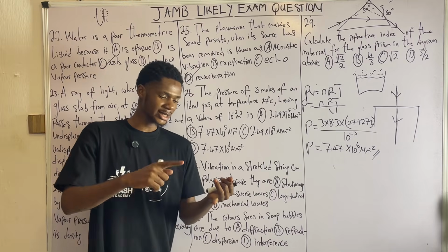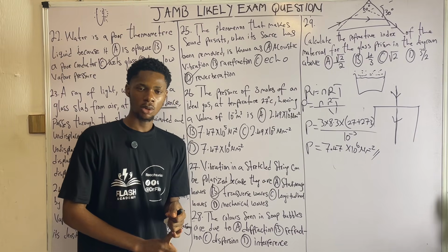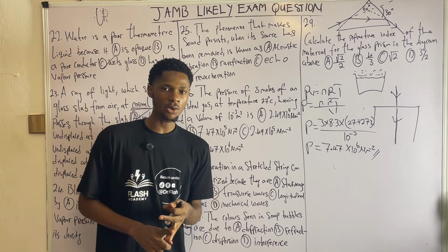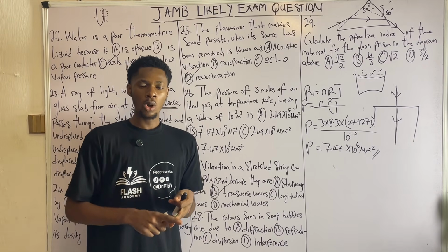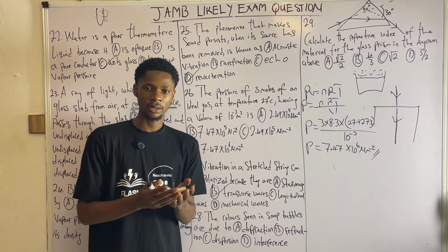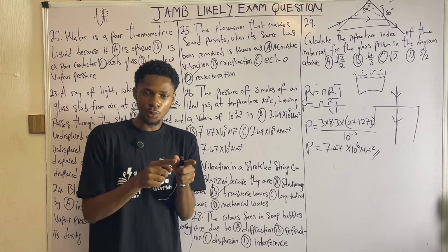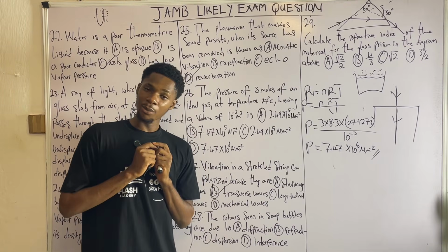Vibrating in a string, whether it's a guitar or any musical instrument. Other examples, electromagnetic waves. Another example, when you drop an object into a pool of water, there are ripples that are being formed. Those ripples are also transverse waves, and they can be polarized.